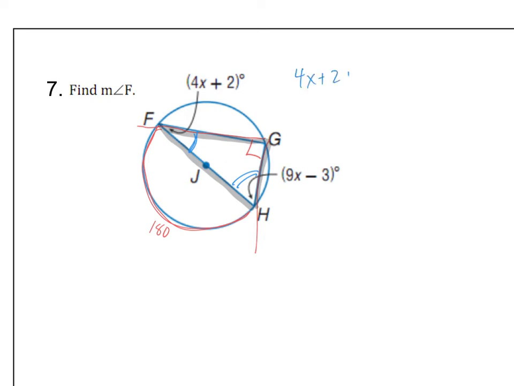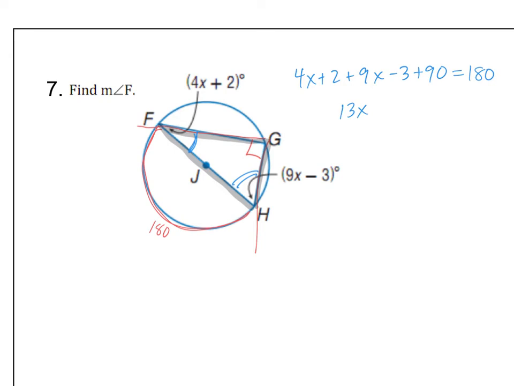So 4x plus 2 plus the 9x minus 3 plus the 90, all three corners together should equal 180 degrees because every triangle, the angles have a sum of 180. Now do your normal algebra. So if you combine your like terms, it looks like we have 13x.